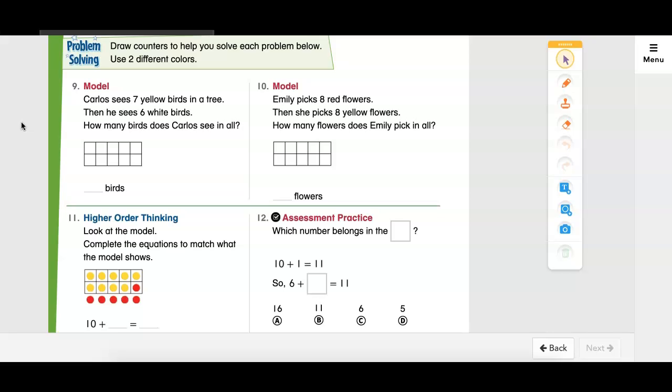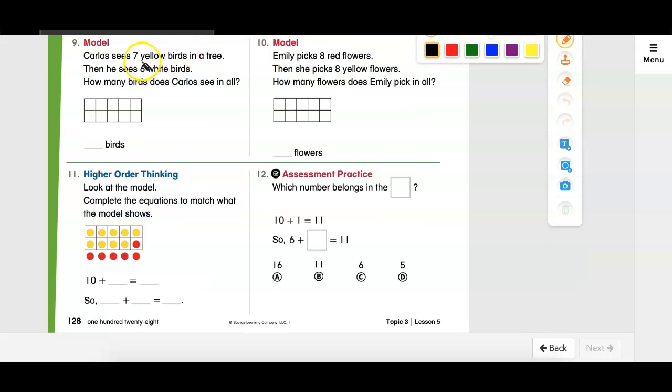So our directions tell us for our last page to draw counters to help you solve each problem. Use 2 different colors. So just like how you did for numbers 6, 7, and 8, we are going to be doing that for the rest of our problems today. So let's look at number 9.